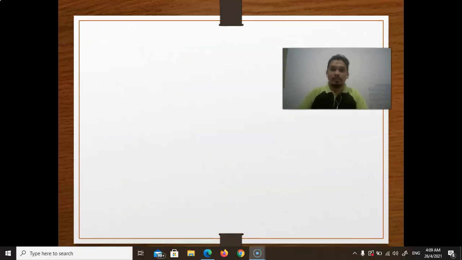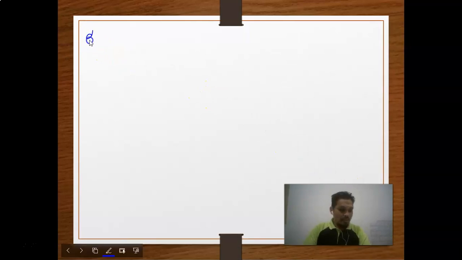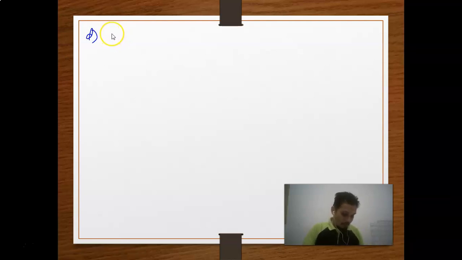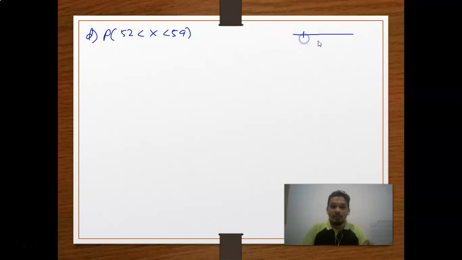Next question, D. What was the question of D just now? D is between 52 and 59, the probability of X in between 52 and 59. On the number line from 52 until 59, this does not include 52, so we take a 0.5 step to the right. And this does not include 59, so we take 0.5 backward. Then 52 plus 0.5 comes out 52.5, and 59 minus 0.5 gives you 58.5.